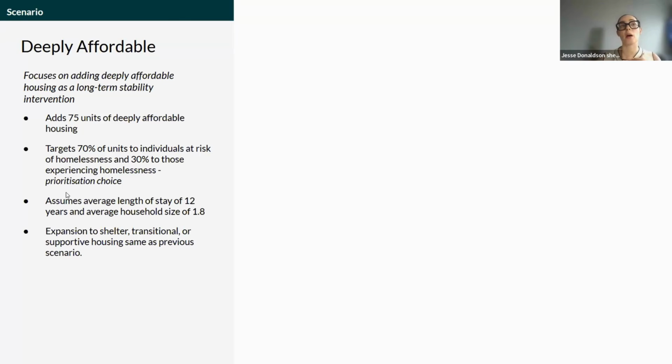I'm assuming a really positive length of stay, 12 years, and an average household of 1.8. So of course, families are staying in it. But what I'm saying in my system is that I need for Centerville smaller units, bachelors, one bedroom apartments for individuals and couples, because that's who's sitting in my experiencing homelessness population.